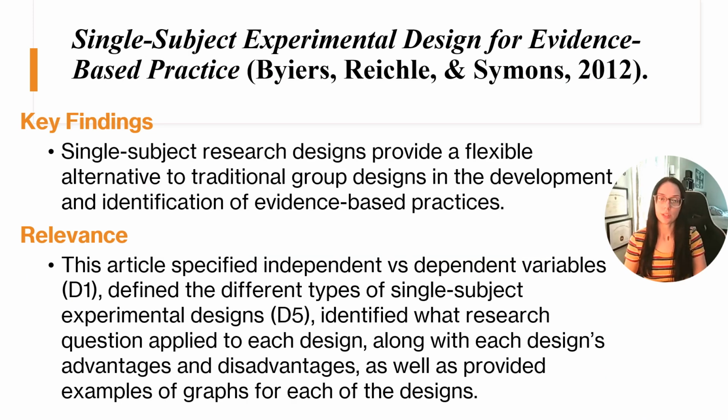The first article is Single Subject Experimental Design of Evidence-Based Practice by Byers, Richley, and Simmons in 2012. Key findings include that single subject research designs provide a flexible alternative to traditional group designs in the development and identification of evidence-based practices. The relevance is that this article specified independent and dependent variables, defined different types of single subject experimental designs, identified what research questions apply to each design, along with each design's advantages and disadvantages, as well as provided examples of graphs for each of these designs.